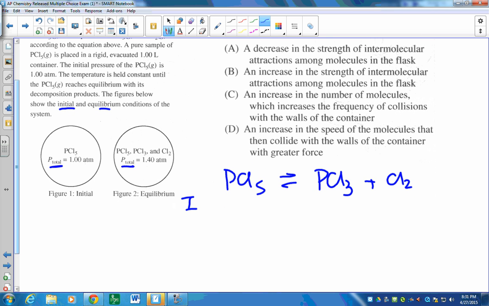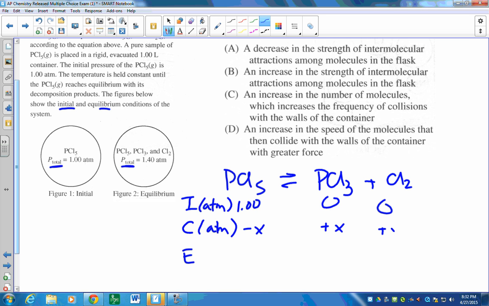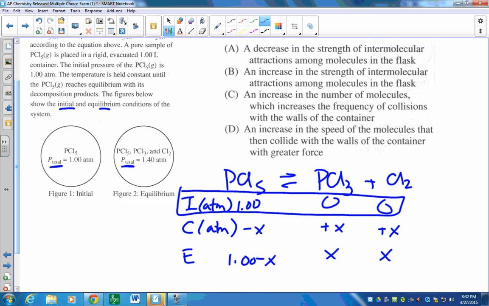They're talking about pressure, so I'm going to use the Kp. Initially, this is 1 atmosphere, and this is none, and this is none, and then they don't say much about the change, but they say the equilibrium is... Okay, so let's just say this is negative x, because this has to go down, and this is positive x, and this is positive x, and then this is 1.00 minus x, and this is x, and this is x. Then it says the initial total pressure, the sum of all of the initial pressures, is 1 atmosphere.